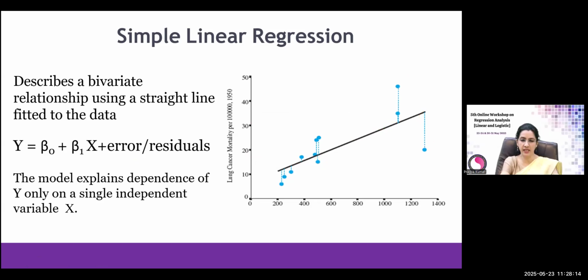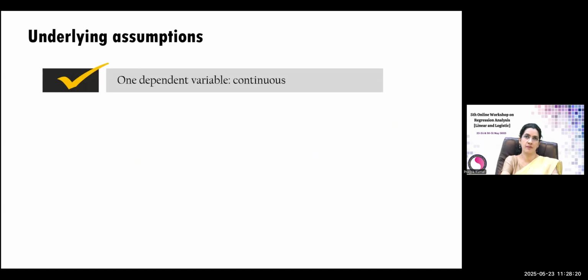But again, I'll explain this once again. So what are the underlying assumptions? The underlying assumptions are for this linear regression. And if you want your model or your prediction equation to be very accurate, please check for these assumptions.